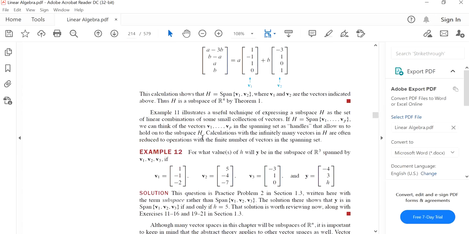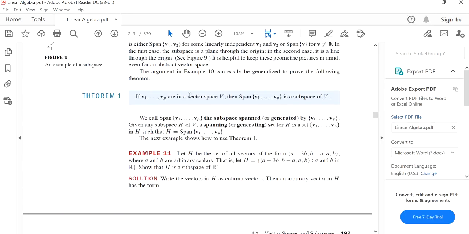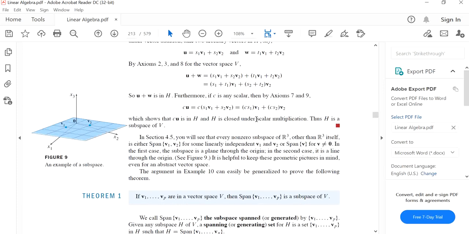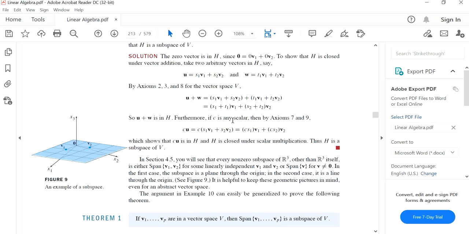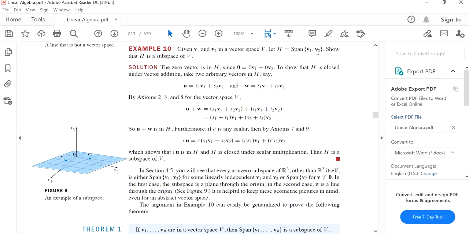Finally, we have this last theorem. If v1 to vp are in a vector space V, then the span of these is a subspace of V, right? Because the properties which we need to check are quite similar to what we did here. This can give us a general idea. If we had v1 to vp here, then if we had taken all the weights to be 0, that would have given rise to the zero vector.